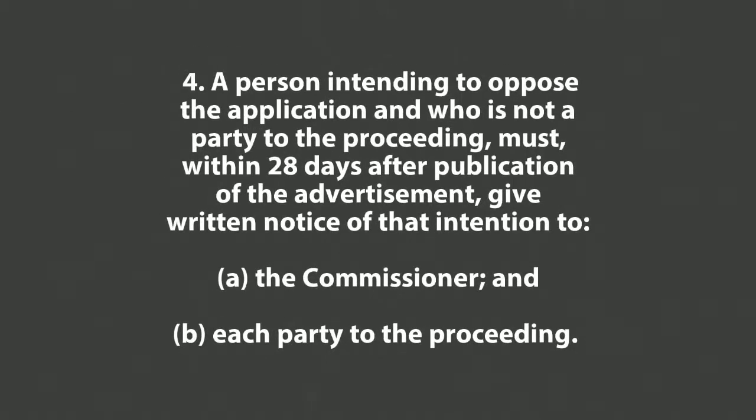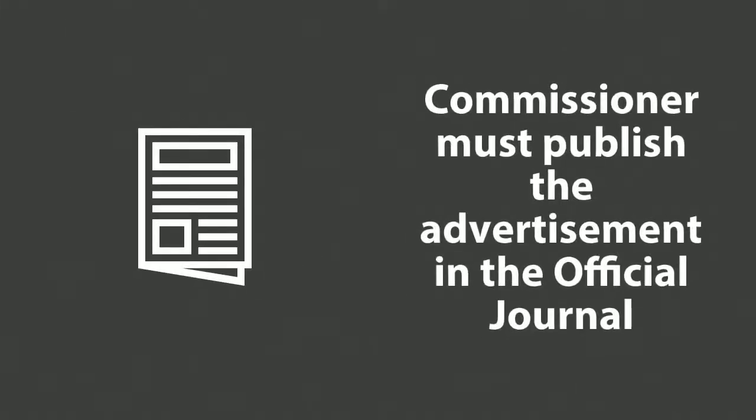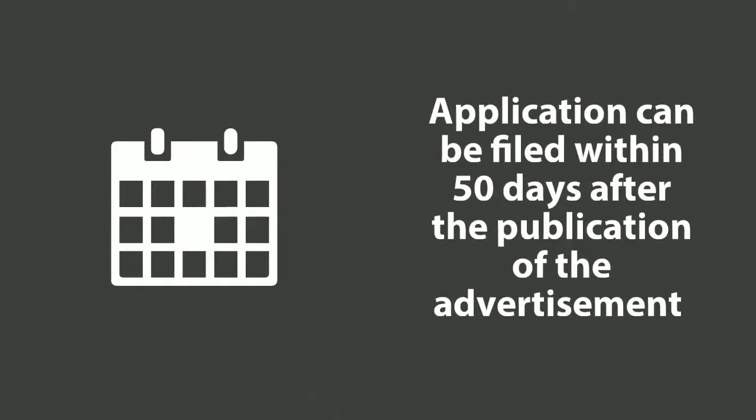The advertisement must also state that a person intending to oppose the application who isn't a party to the proceedings must, within 28 days of the publication of the advertisement, give written notice of their intention to oppose. This must be given to both the Commissioner and each party to the proceeding. The Commissioner is then required to publish the advertisement in the official journal. The applicant then may file an application within 50 days after the publication of the advertisement.